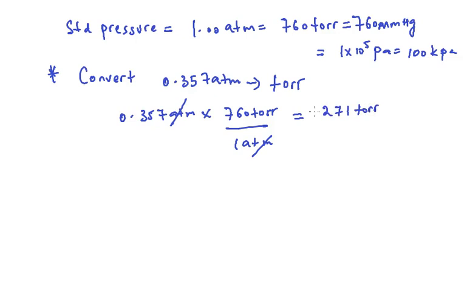So this is one of the examples that we can do. Let's say you want to change 6.6 torr to atmospheric pressure, to atm. Again, 1 atm equals 760 torr.